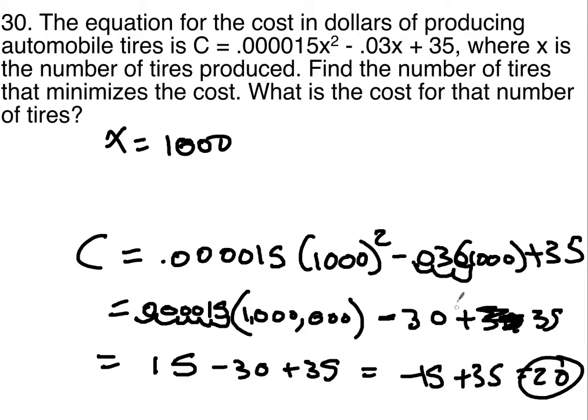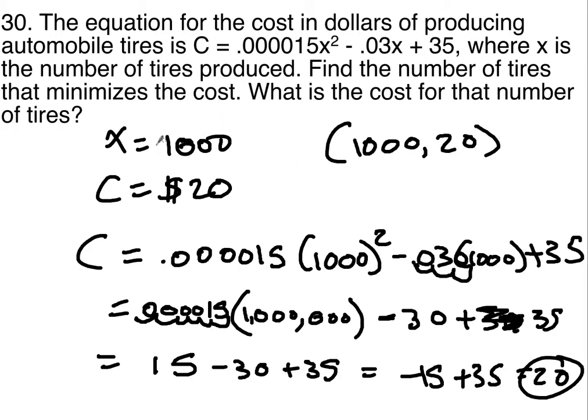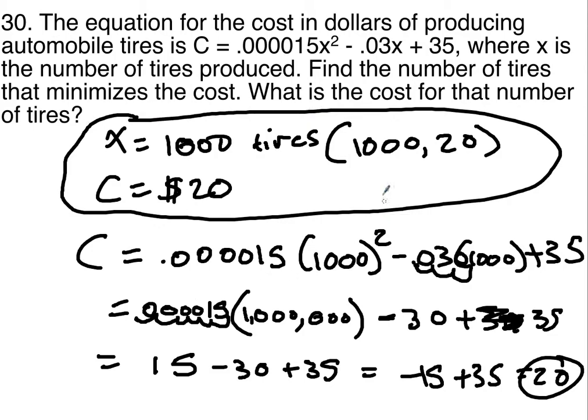So the cost is 20 something. The equation for the cost is in dollars, so it's just $20. So the vertex is at 1,000, 20, which means you should make 1,000 tires, and it'll only cost you $20. Not bad. Okay, so that's a real-world example for finding a maximum or minimum value. You're just finding the vertex of a parabola, but it actually means something in this context. It's not just two numbers.